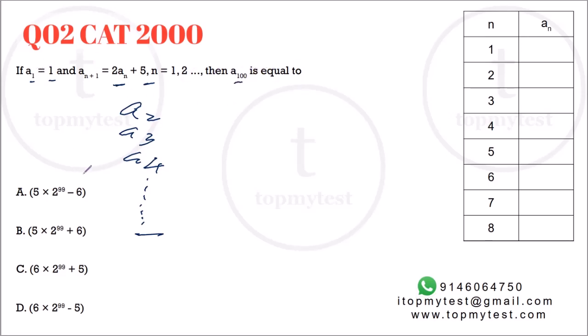Now, if you observe the options, for A100, this is 2 to the power 99, 2 to the power 99, 2 to the power 99, 2 to the power 99, which means A2 will be in the form 2 to the power 2 minus 1, which is 2 to the power 1. A3 will be of the form 2 to the power 3 minus 1, which is 2 square. A4 will be of the form 2 to the power 4 minus 1, which is 2 cube.